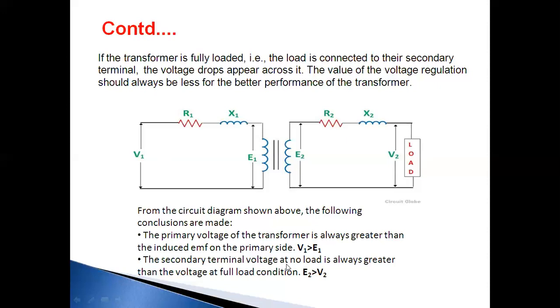The secondary terminal voltage at no load is always greater than the voltage at the full load condition, that is E2 greater than V2. From E2, there is a drop that occurs in the secondary impedance, and we obtain the voltage V2. So E2 is always greater than V2, and V1 is always greater than E1 because from V1 there is a drop in the primary side impedance.